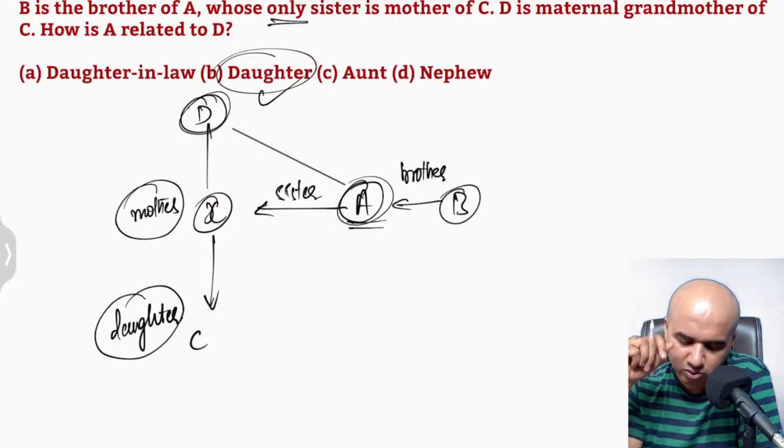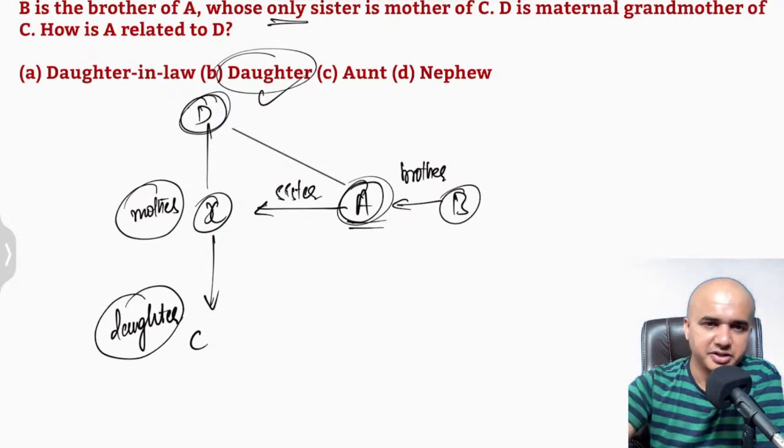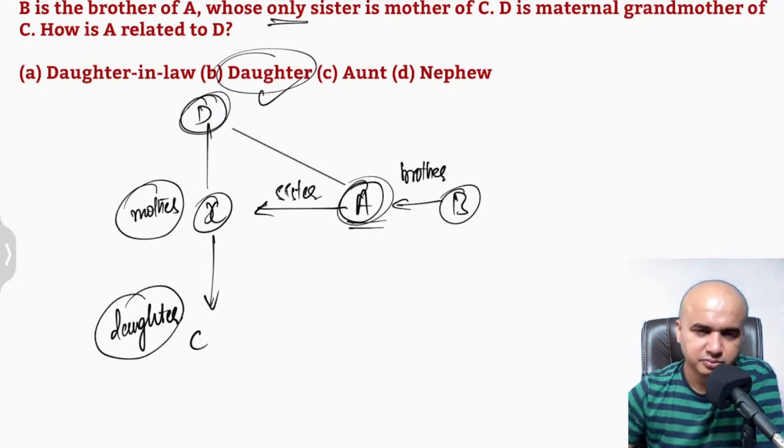Actually, this is wrong. Whose only sister is the mother of C? A could still be a female, and her sister, she might have only one sister because B is anyway brother. Yeah. Makes sense. Next.